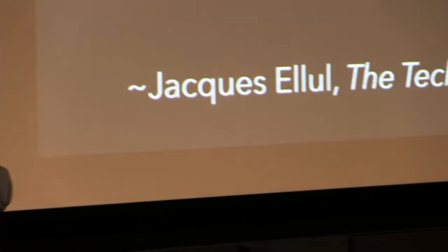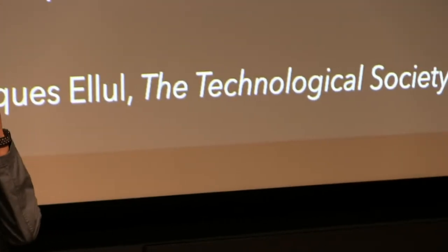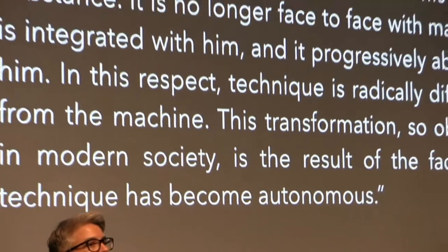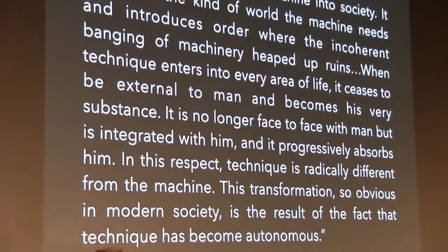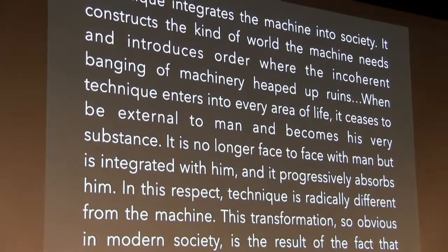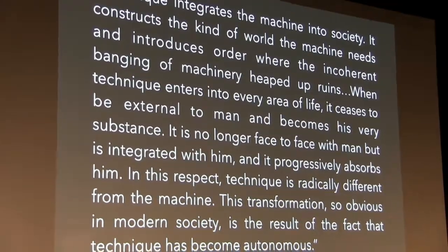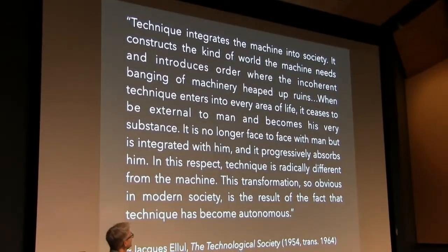Jacques Ellul is another theorist that I've been super, super into lately. The Technological Society, originally written in French in 1954, translated into English in 1964. By the way, I'll make all these slides available, so if you miss something or you want to get some of this quote. And I use this a lot. He talks a lot about what he calls technique. And he's a contemporary of McLuhan. Not usually as well cited in the literature as McLuhan, but certainly not unknown in media studies and communication studies.